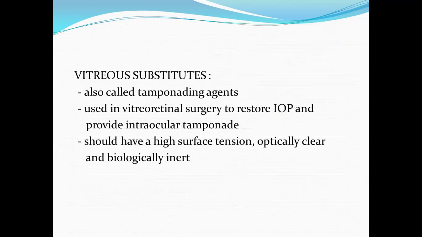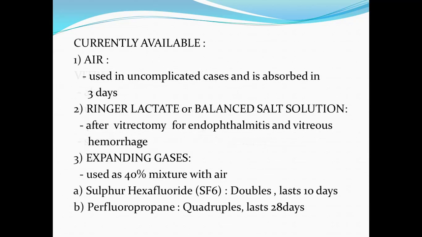Last topic is vitreous substitutes. Vitreous substitutes are also called tamponading agents. They are usually used after performing a vitreoretinal surgery to restore intraocular pressure and also to provide intraocular tamponade. They should have a high surface tension, and they should be optically clear and biologically inert. So after we do a vitrectomy, the space which is created is to be replaced by these vitreous substitutes.